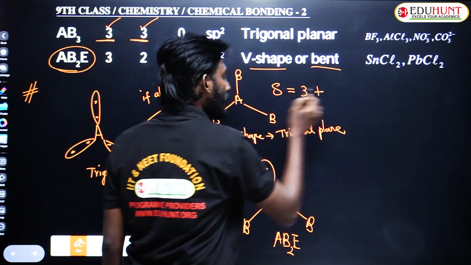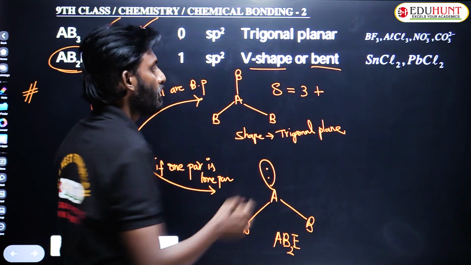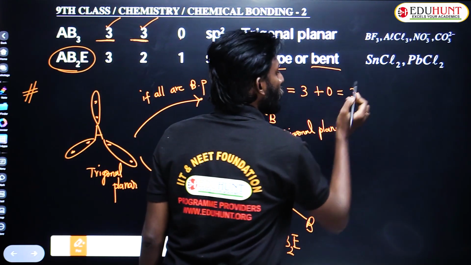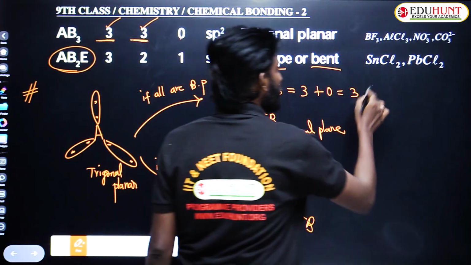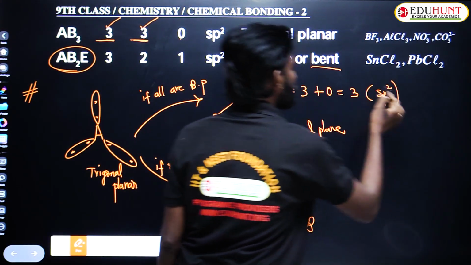3 sigma. And is there any lone pair? No. So 3 plus 0, 3. When the steric number is coming to be 3, then the hybridization will be sp2.